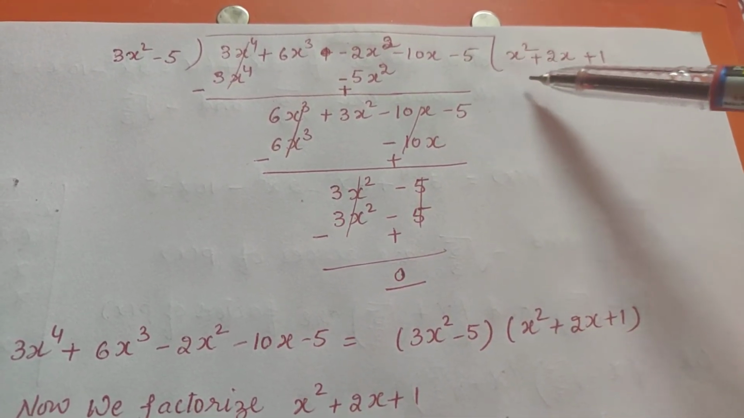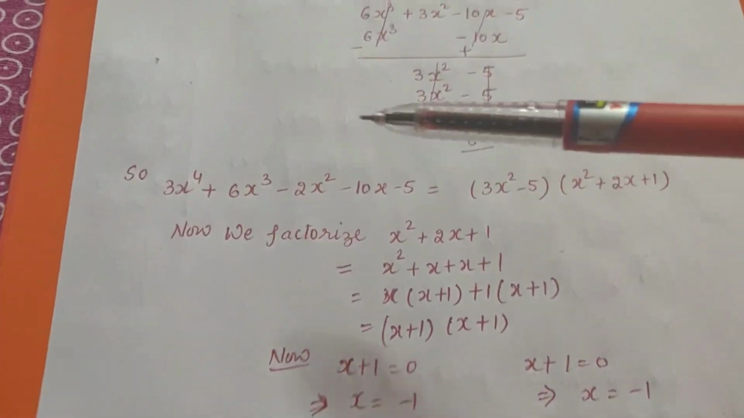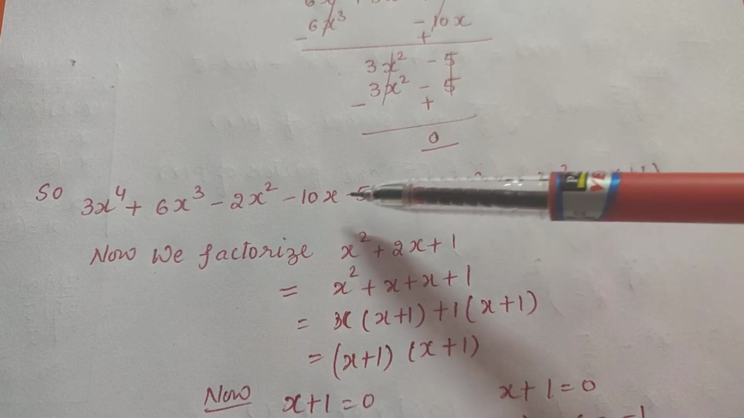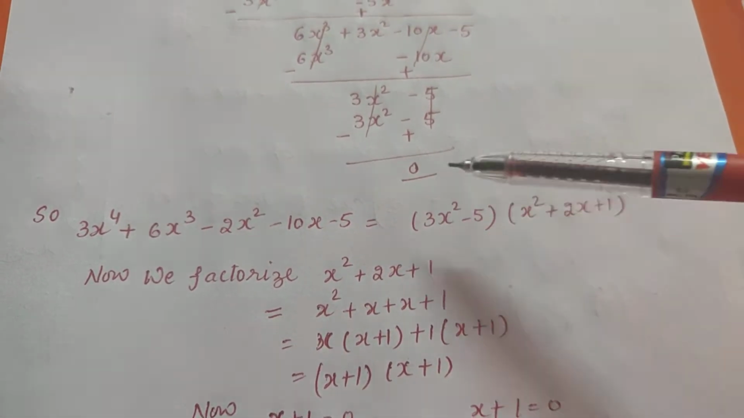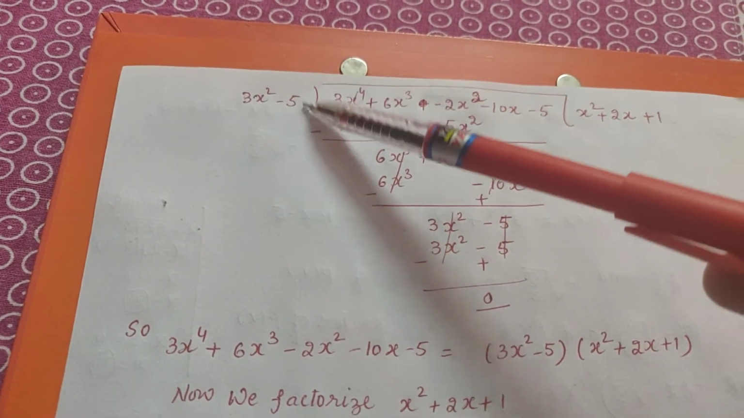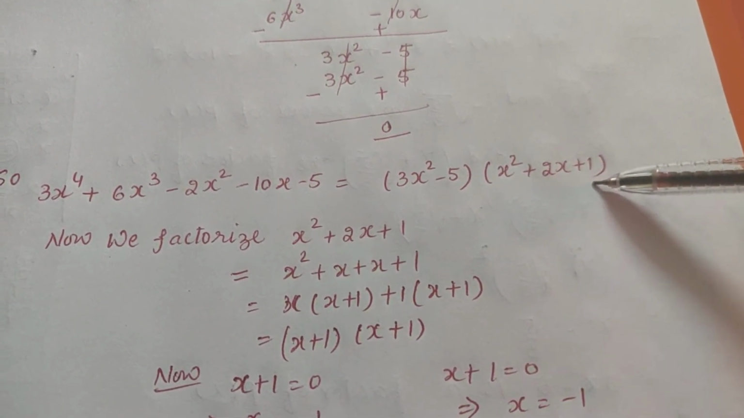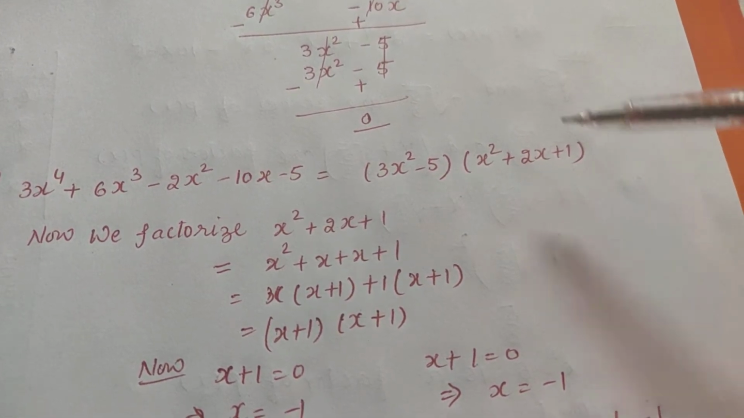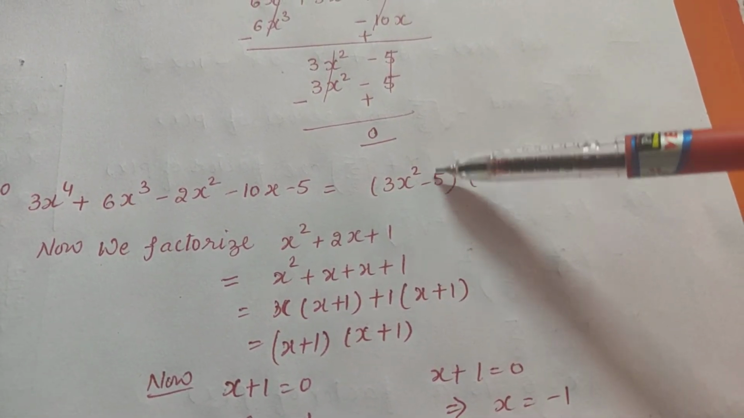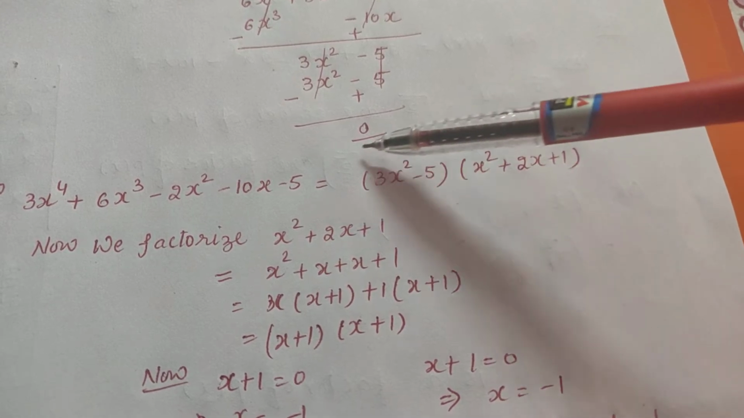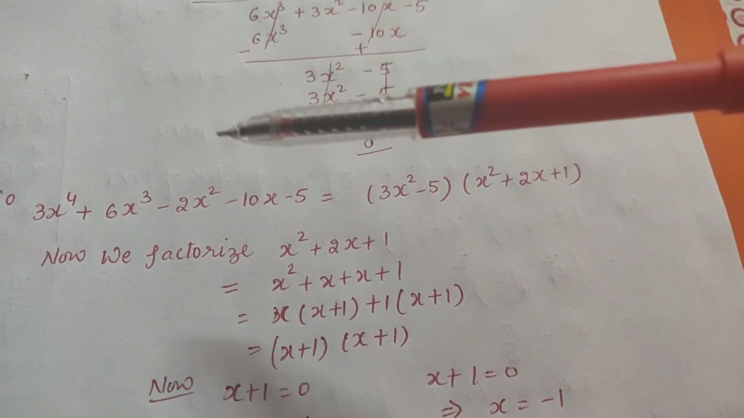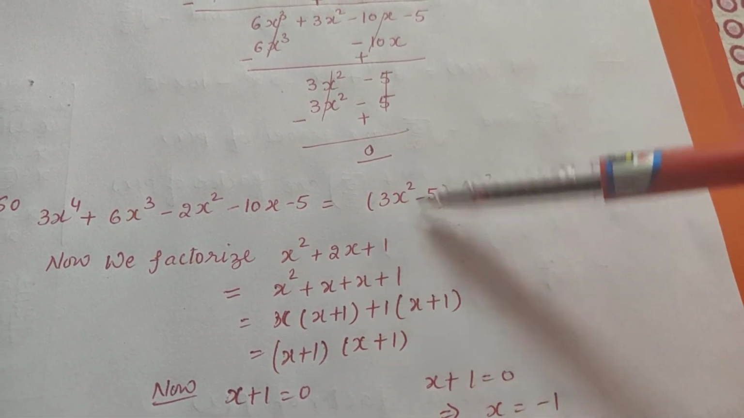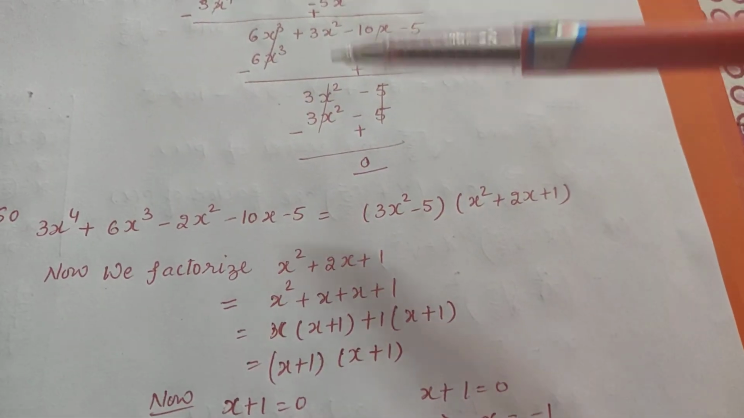So I got this as another factor. So I have written this only. 3x raised to the power 4 plus 6x cube minus 2x square minus 10x minus 5 is equal to, one factor is this 3x square minus 5, and the other factor, this we have derived, x square plus 2x plus 1. Now this has already been factorized. That is why you got two factors, two zeros which you got in the beginning, root 5 by 3 and minus root 5 by 3. So with the help of this polynomial only we have got those two zeros.